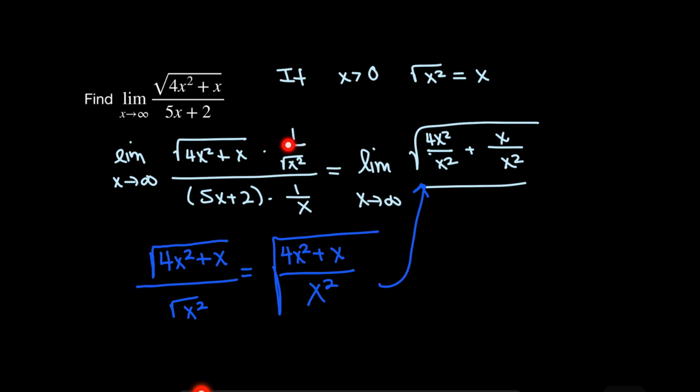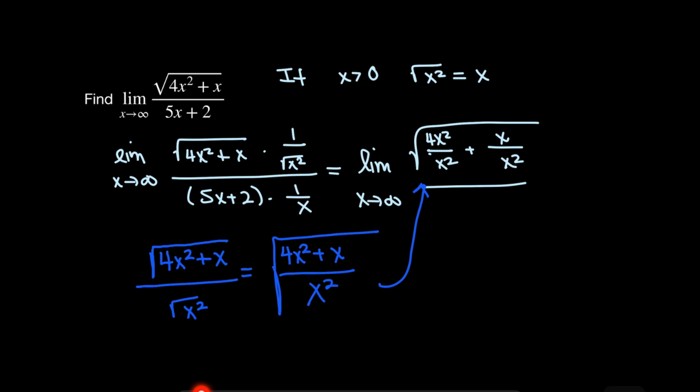So in the numerator, technically we have the square root of 4x squared plus x divided by the square root of x squared. You can divide two radicals, and that is going to become the square root of 4x squared plus x divided by x squared.